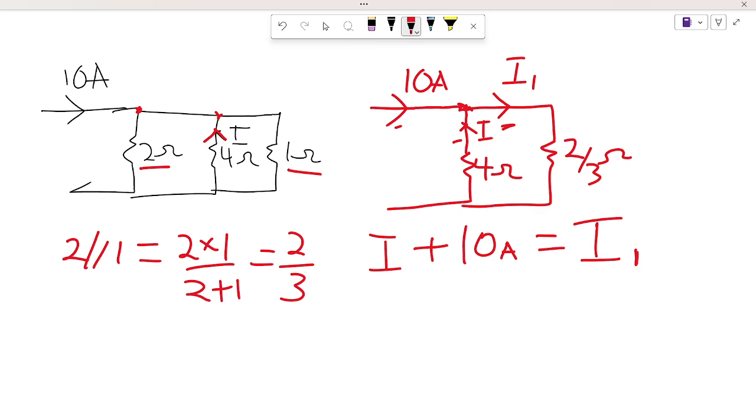So you realize that in order to find, so the question asks us to find our I. Okay, so we can make I the subject. Our I is going to be equal to I1 minus the 10 ampere. So how do we find I1? So let's quickly take a look at that.